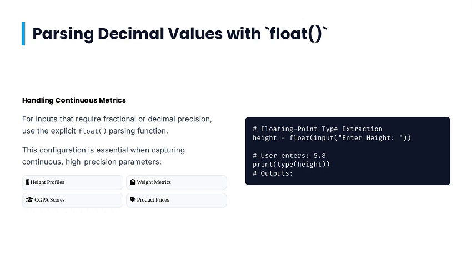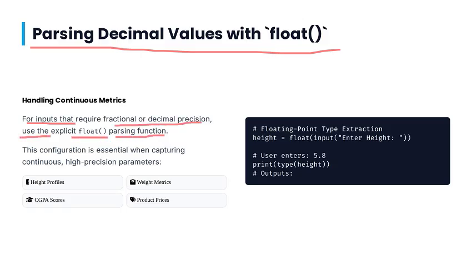Parsing decimal values with float. For inputs that require fractional or decimal precision, use the explicit float parsing function. This float is a function which is used to change data type into float data type. If we enter an integer such as 6, then float changes it into 6.0, that is a float data type. This configuration is essential when capturing continuous high-precision parameters such as height profiles, CGPA score, weights matrix, product prices.